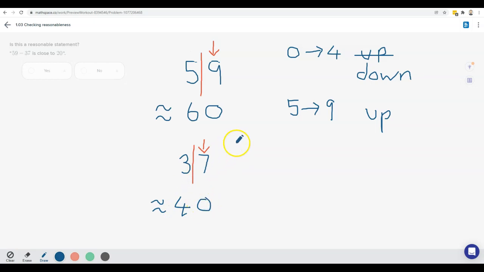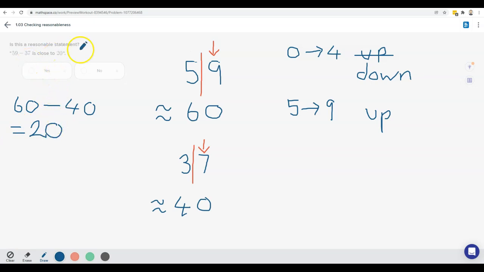Okay, so now that we've rounded our numbers, our actual equation, if we put those numbers back in, has now become 60 minus 40. Because they're nice, round, easy tens, they're super easy to do. So we can say 60 minus 40 is equal to 20. That's super easy to do just in our heads even.